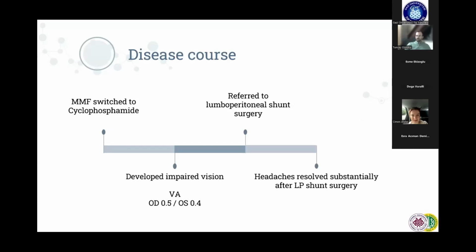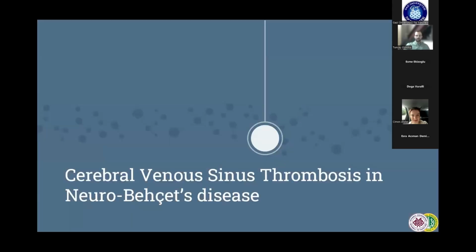the headaches resolved substantially, and after that, the visual impairment just stabilized, and treatment switched to infliximab for the next few years. And then after 2 years of stable disease, we switched back to mycophenolate mofetil, and he was stable after 7-8 years with mycophenolate mofetil with no other episodes of neuroBehçet's disease.